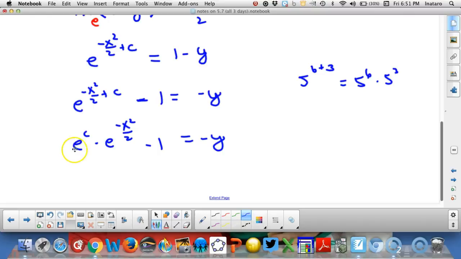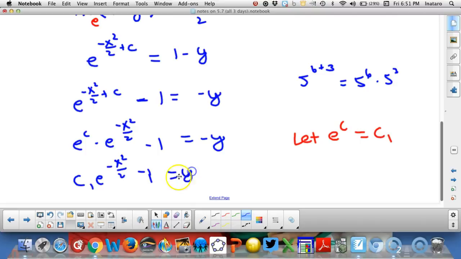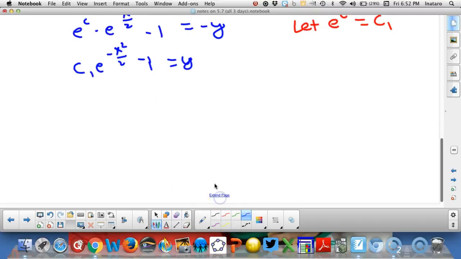This ends up being a constant. So I'm going to actually replace e to the c with c1, like we did yesterday with the example that we looked at. And then to finish, I had a negative sign that I somehow dropped there. Let me fix that. To finish this, I would need to multiply both sides by negative 1 so that y becomes positive. So I have y equals, and I'm going to write this with the 1 first, 1 minus c1 e to the negative x squared over 2.